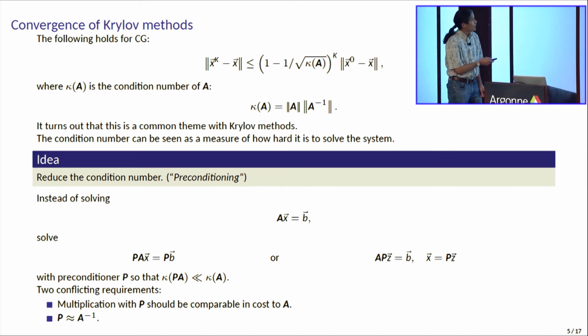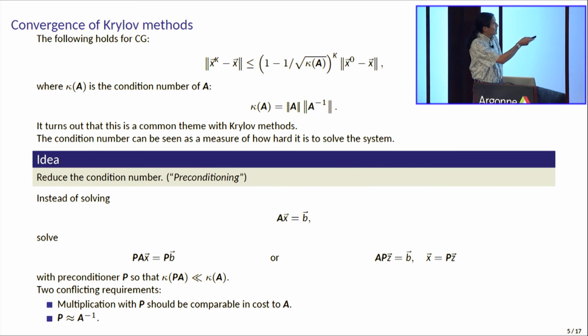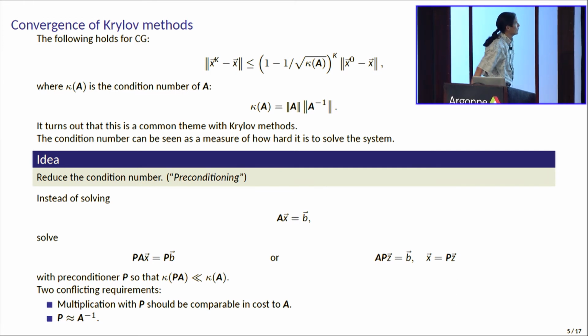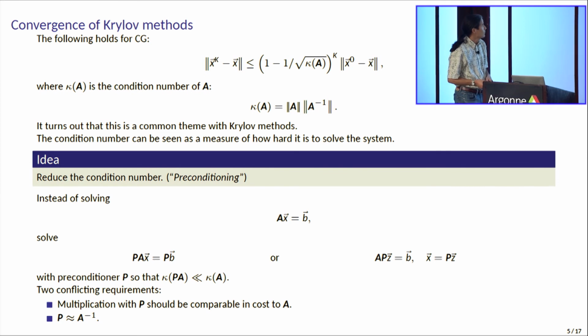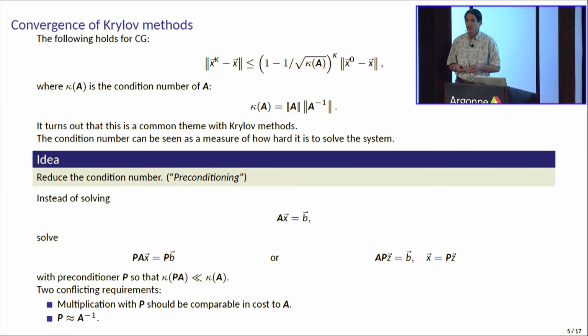So we know that for CG, we can bound the error of the kth approximate solution by this formula here, where kappa is the condition number of A, right? Kappa is given here. Okay, and this is pretty typical for Krylov methods. And the condition number can be viewed as a way of measuring how hard it is to solve the system.